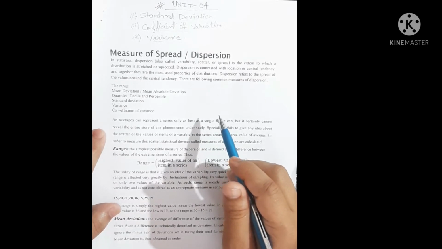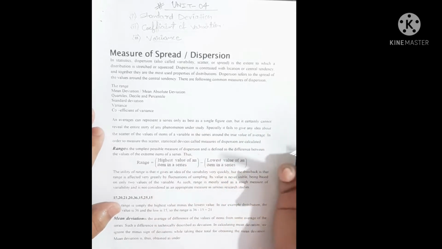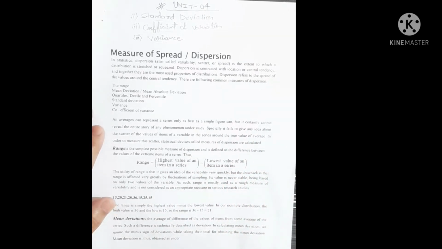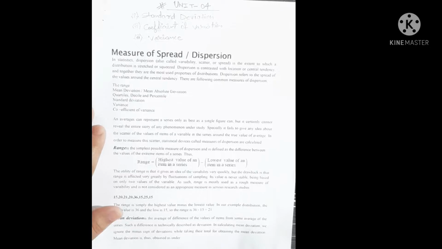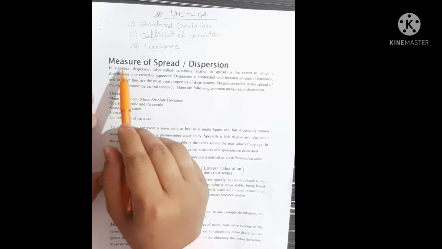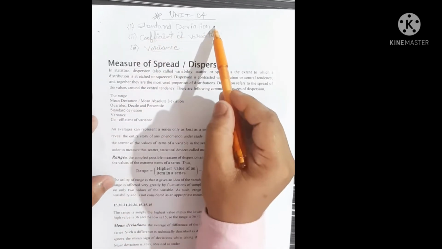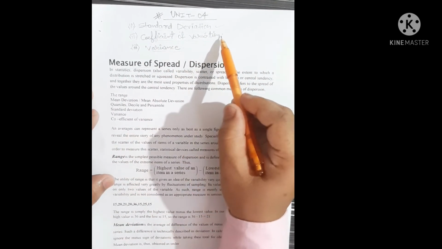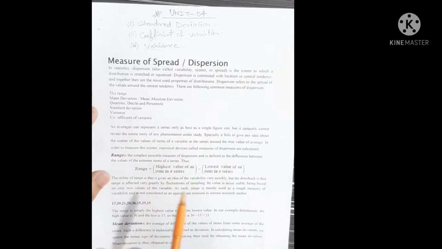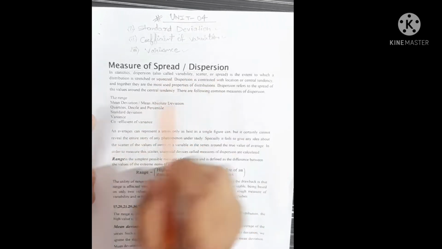Today I am going to explain Unit 4 of Statistical Methods. Now we will see what statistical methods are, and measures of dispersion. First of all, we will study measures of spread or measures of dispersion. We will study firstly standard deviation, with subtopics under it, coefficient of variation and variance. Now first of all, we will see what is a measure of spread or dispersion.